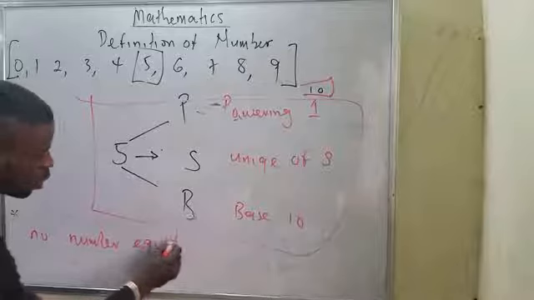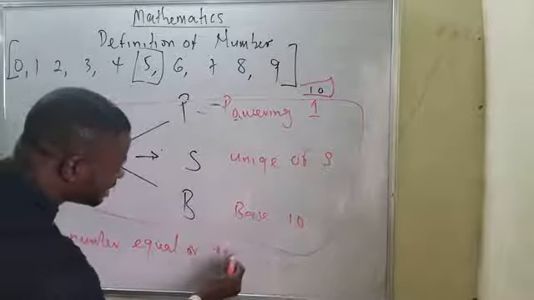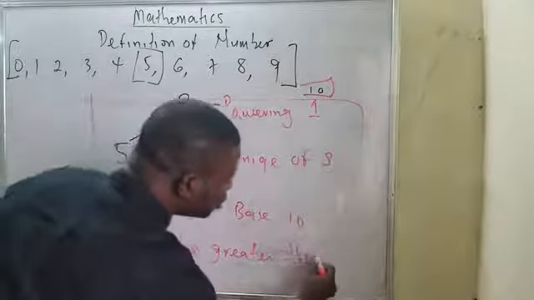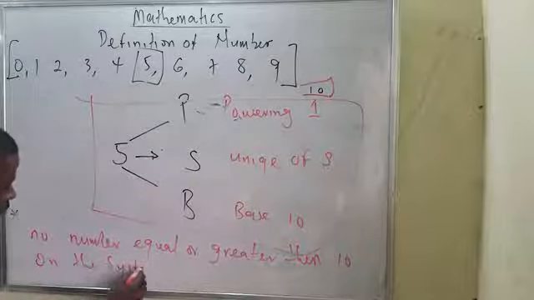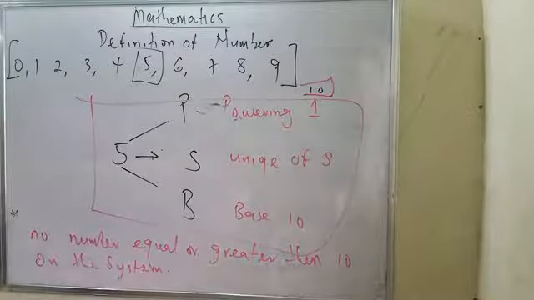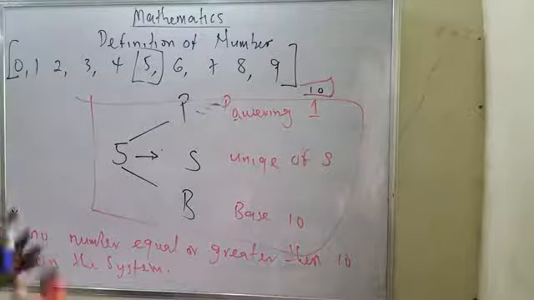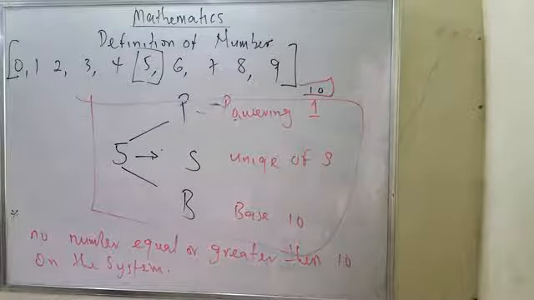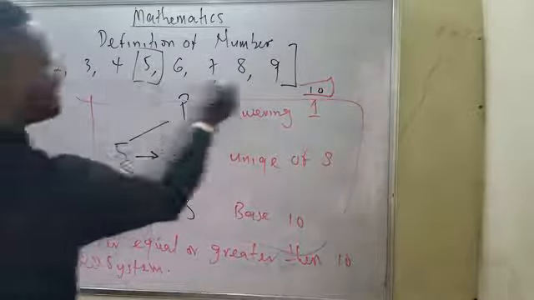on the system. Now, there is no number equal or greater than what? 10 on the system. That is just it. And for your information, there is no number you want to generate that is not a mixture of these 10 digits.